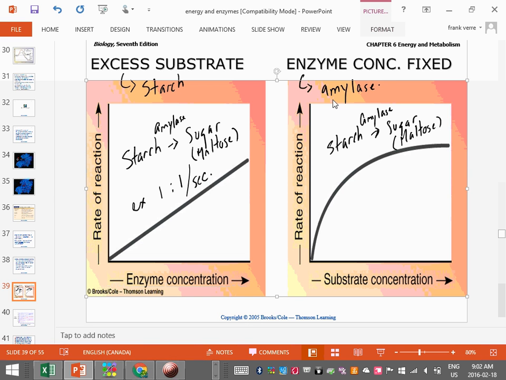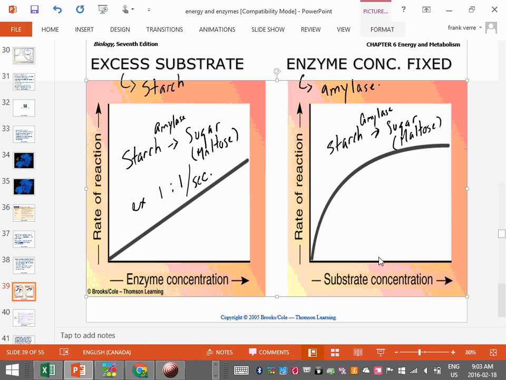Now, if the paper is the substrate and the enzyme is the writer, what happens in the different scenario? Okay, imagine I have 100 writers, but I only have 1 sheet of paper. What happens? How many papers will I publish in 1 hour? 1. If I have 3 pieces of paper, I'll get 3. Because the other 97 writers are doing what? Nothing. They have nothing to work on, right?